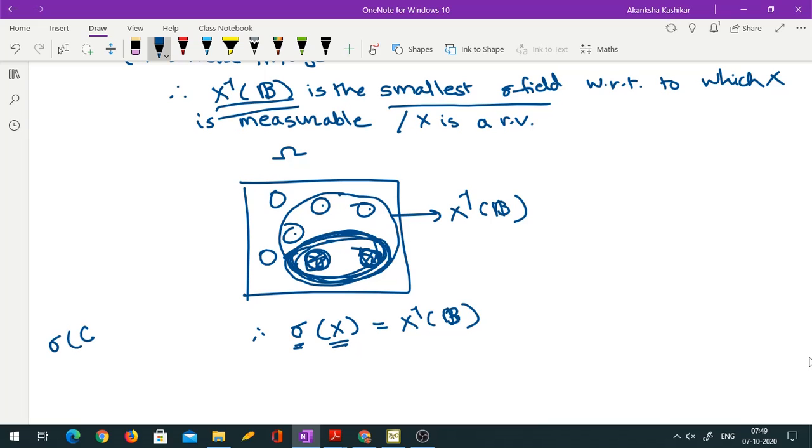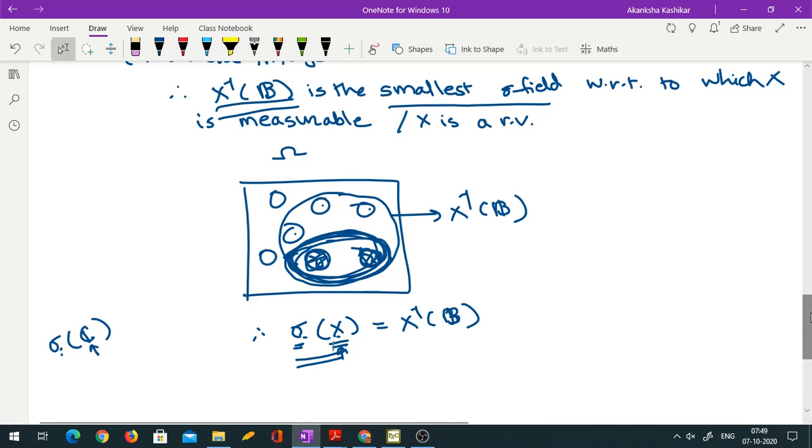When I say sigma of script C, I am saying: take script C, take all the sets from script C, take their complements and unions and then proceed. Whereas what I am saying now is: take all the Borel sets and take their inverse images under X, and that would be your sigma field. So the sigma field generated by a class of sets and the sigma field generated by a random variable are two completely different things, even though the notation looks the same.